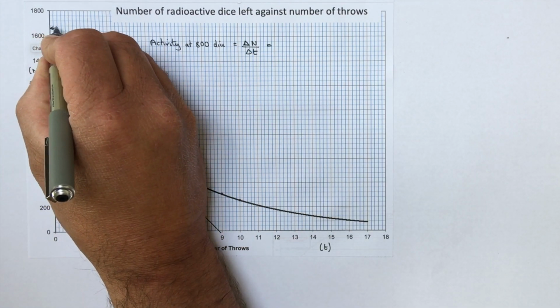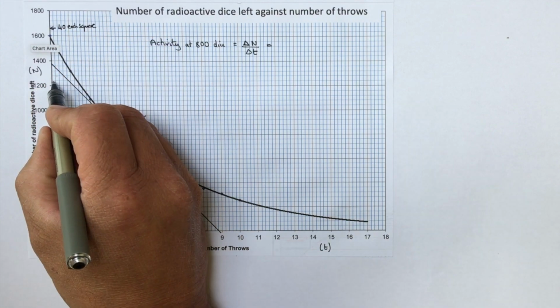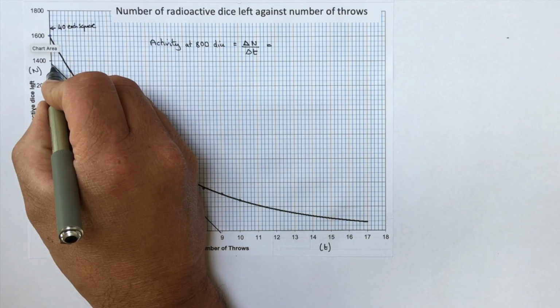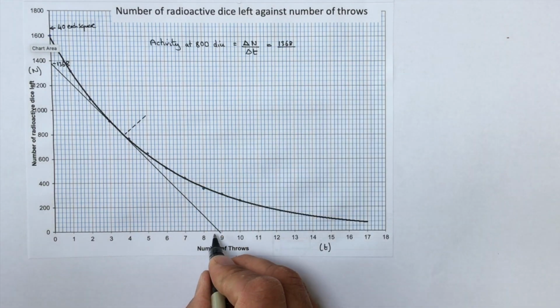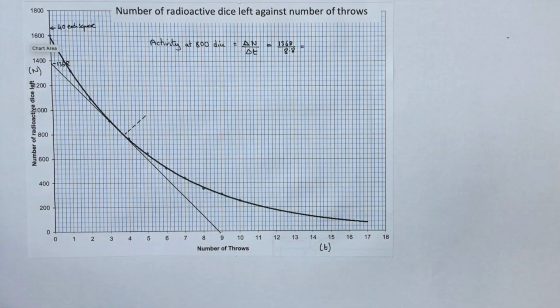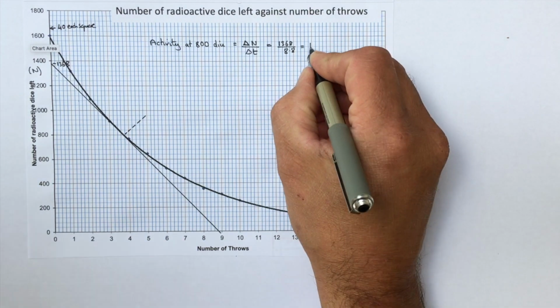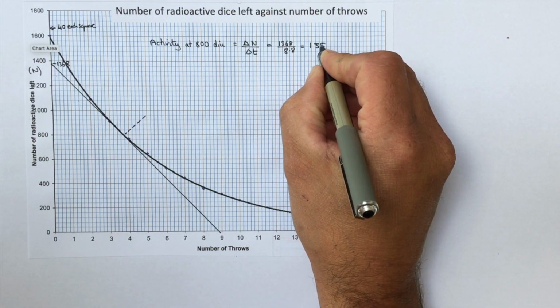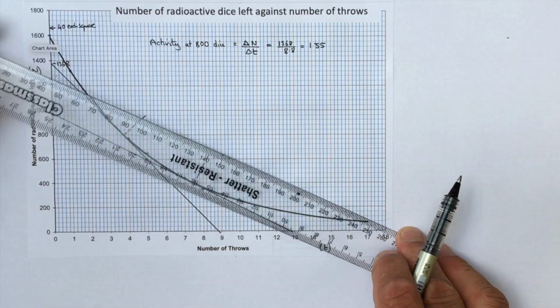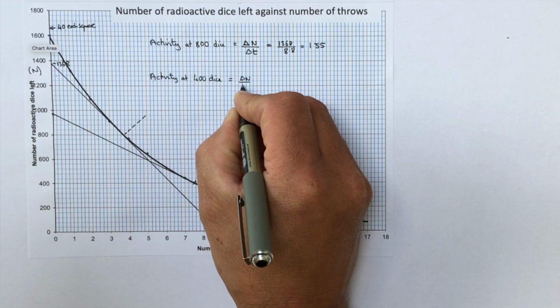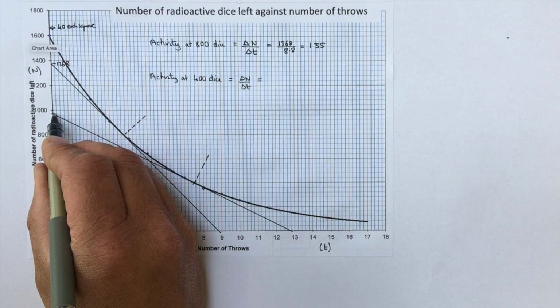Each square on the y-axis is worth 40. So that gives a value for delta n as 1368 roughly. Divided by delta t, which is 8.8, gives us 155 as the activity. Now if I do the same thing by working out the activity when there are only 400 dice left in the sample, we get the following.